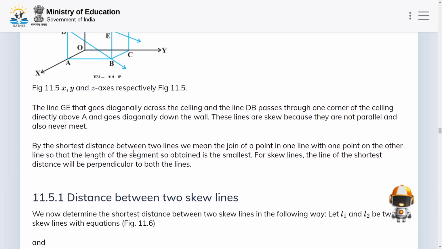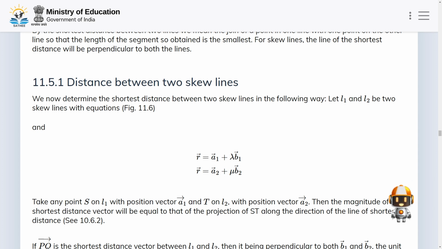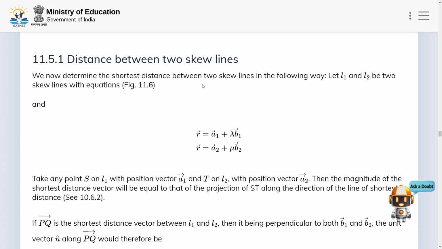Now, by the shortest distance between two lines, we mean the join of a point on one line with a point on the other line, so that the length of the segment so obtained is the smallest. For skew lines, the line of the shortest distance will be perpendicular to both the lines. Now, the distance between two skew lines. In case of parallel lines, you can easily find it. In case of intersection, you can easily answer. In case of skew lines, we'll try to form a formula.